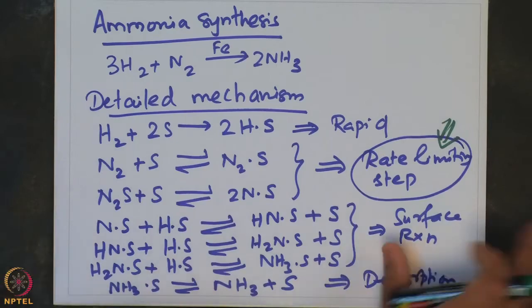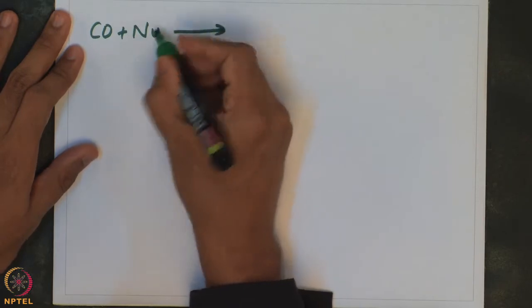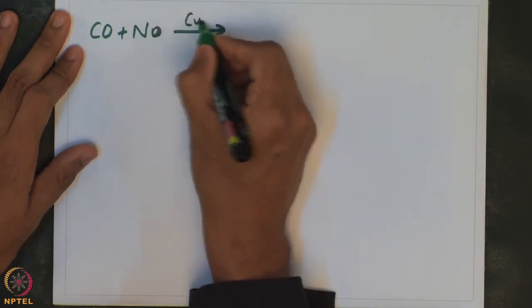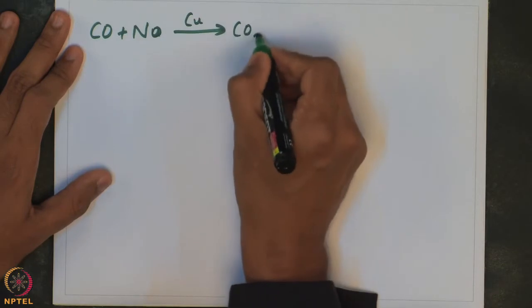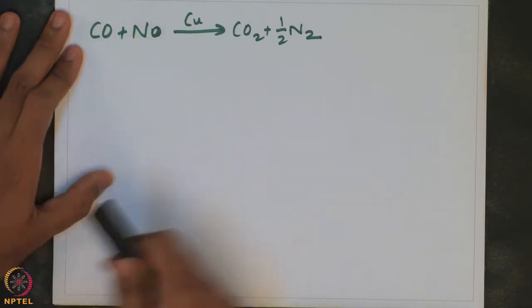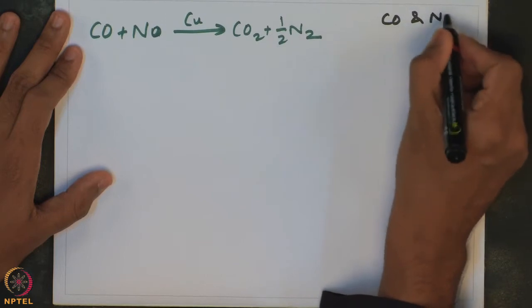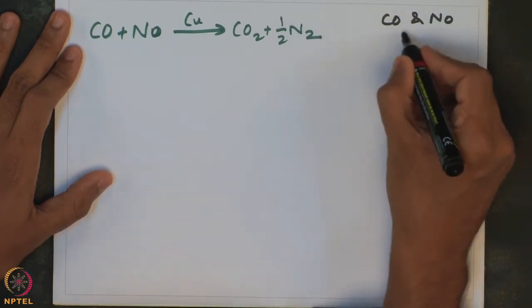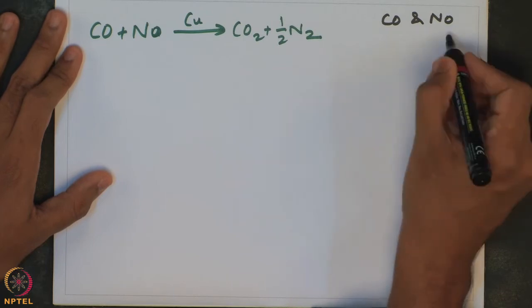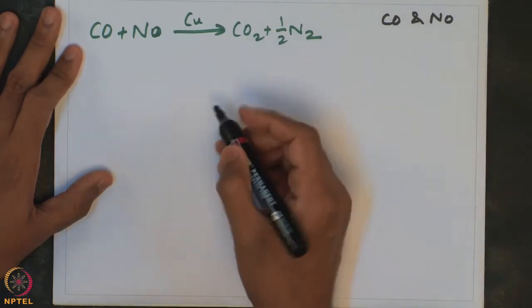Let us look at another example where the surface reaction is the rate limiting step. Let us look at the reaction CO plus NO in the presence of copper catalyst gives CO2 plus half N2, and CO and NO are known to be noxious automobile exhaust gases, which are not environmentally very friendly. So, they need to be converted into CO2 and N2 in order to be let out into the atmosphere.